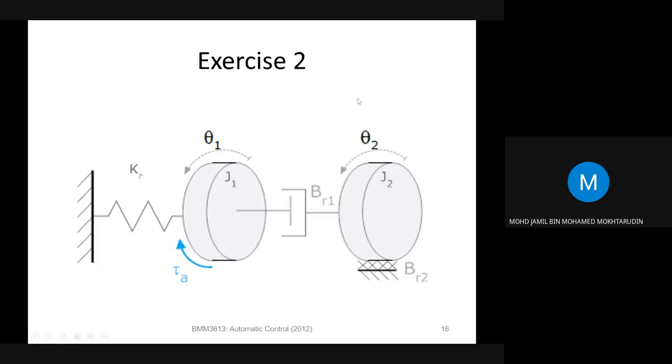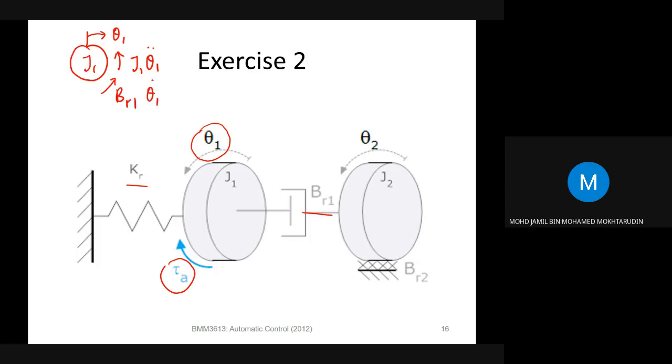Exercise two, 2 degree of freedom. Here it's a bit tricky. The torque is opposite to theta 1. Let's look at the first free body diagram. On the rod J1, you have a spring KR and damper BR1. So you have inertia J1 theta 1 double dot, BR1 theta 1 dot and then KR theta 1. And then the torque is against the direction of theta 1, so the torque is also anti-clockwise.